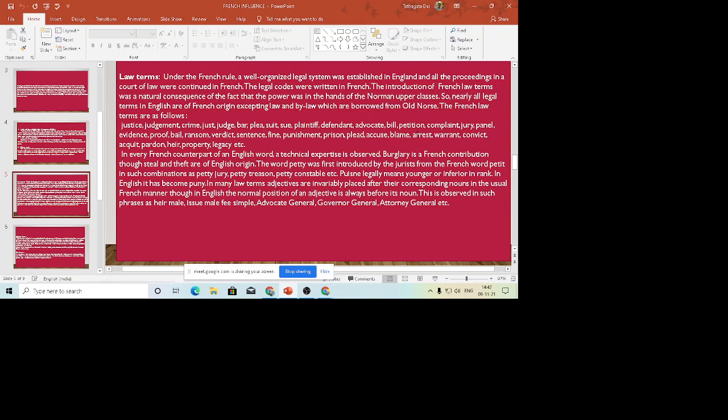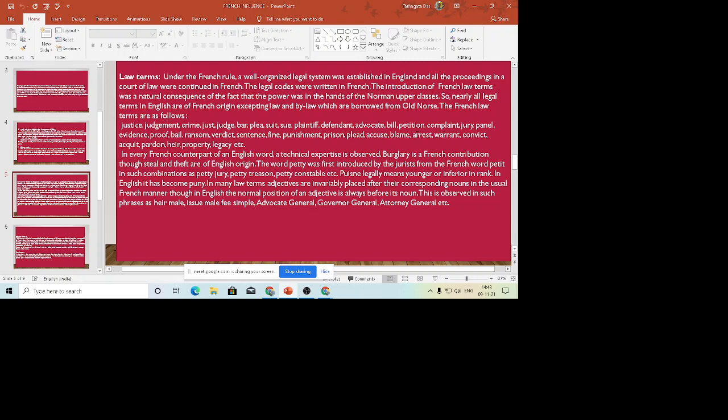In such combinations as petit jury, petit means small, insignificant in English, and it also means the same, petit, in French. Petit jury, petit treason, petit constable, like that. So this word petit is now used in this way. Puisne legally means younger or inferior in rank. In English, it has become puny. So these transformations have happened to these words.